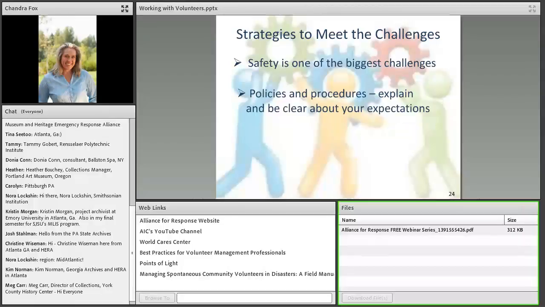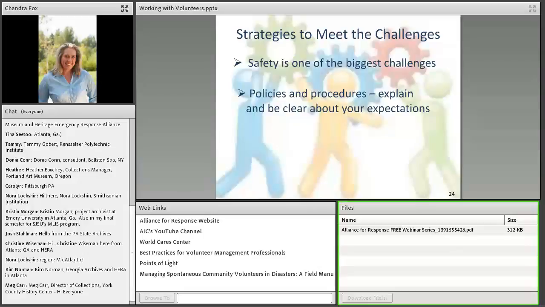Policies and procedures. Everything that you're doing with your volunteers needs to be written down somewhere. You need to have a policy, you need to have a procedure. And again, safety and accountability and command and control are all worked in and throughout these documents. So explain why you're doing what you're doing and be clear about your expectations for them.